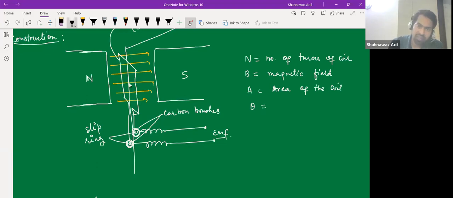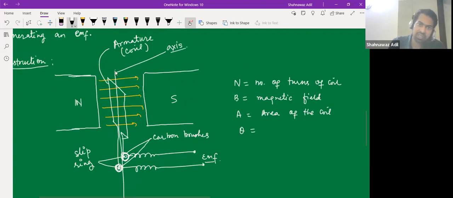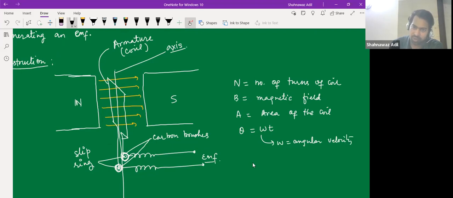So I have this axis, right? And I am changing this theta. This theta is changing with omega t, where omega is my angular velocity. So you guys know that omega is the angular distance divided by time, right? So this theta would be omega t. Understood, everyone?